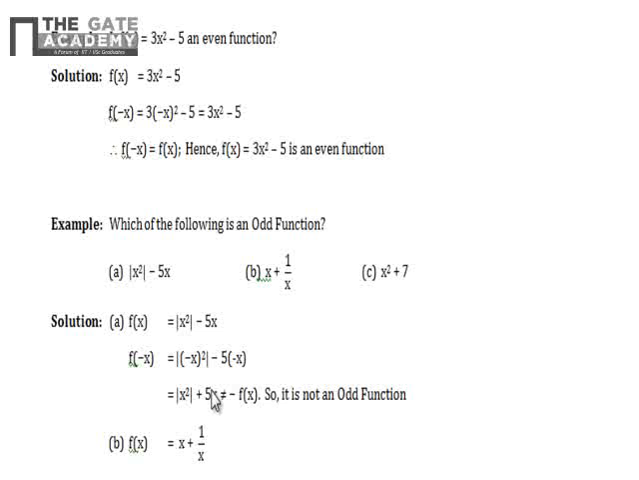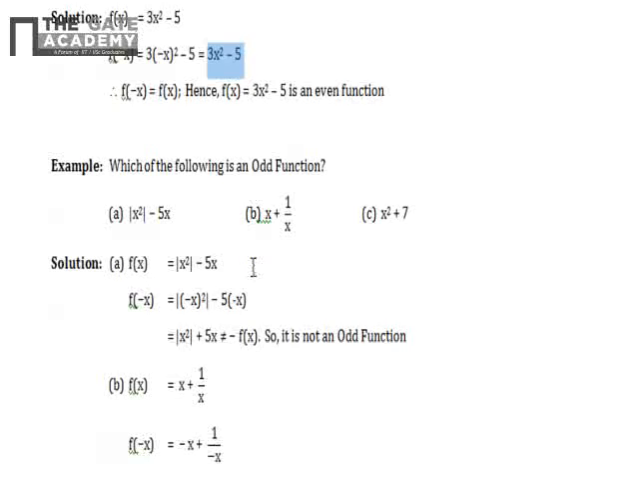Now we'll see some basic examples. Is f(x) equal to 3x square minus 5 an even function? So you just have to replace all the x with minus x and see what you get. I've replaced this and I've got again 3x square minus 5. That means the function is an even function because I'm getting f(x) again.